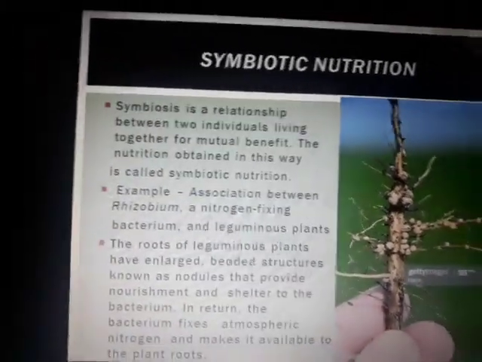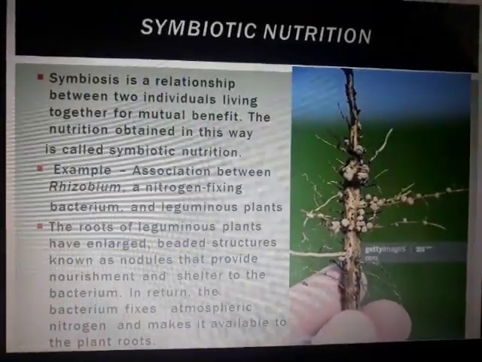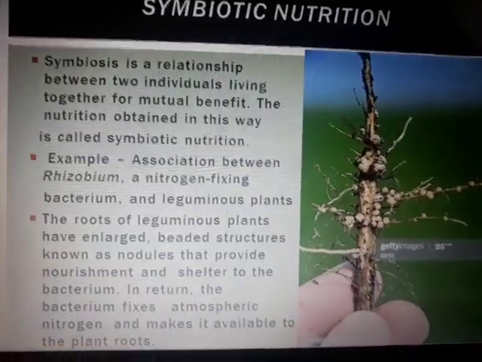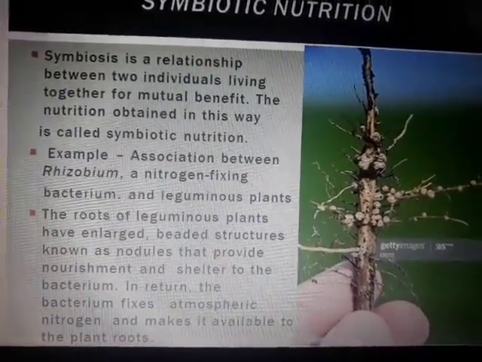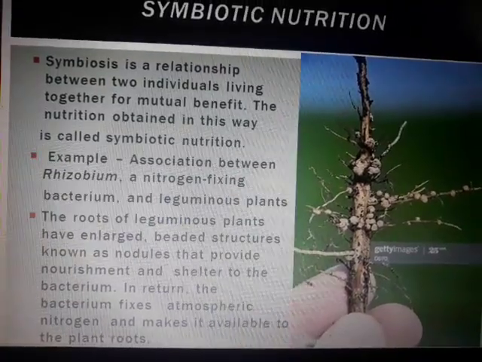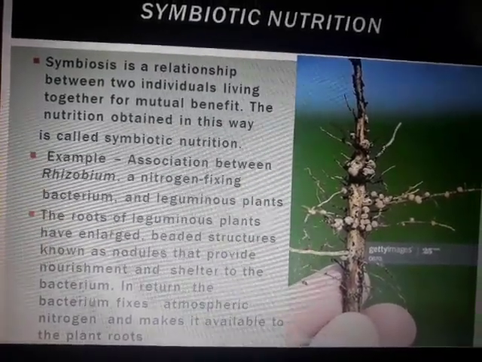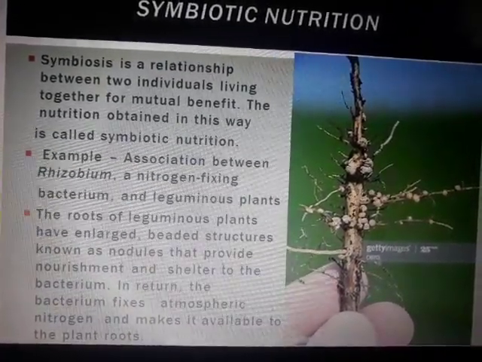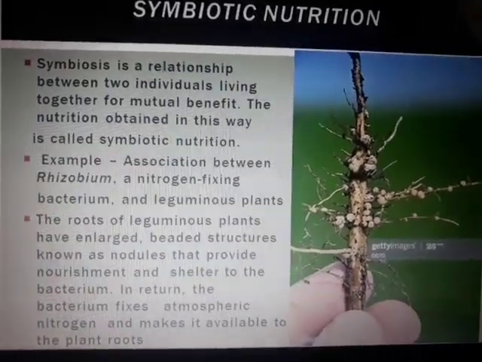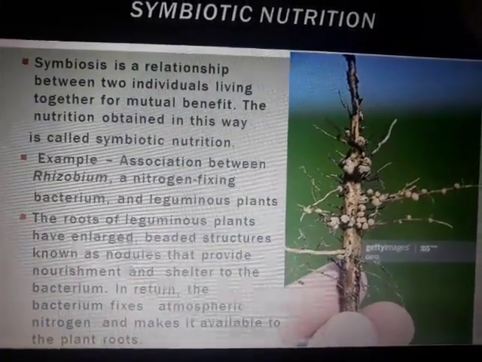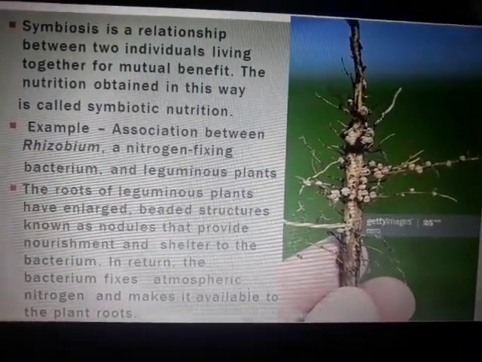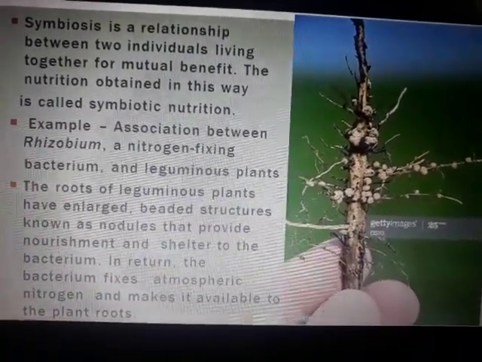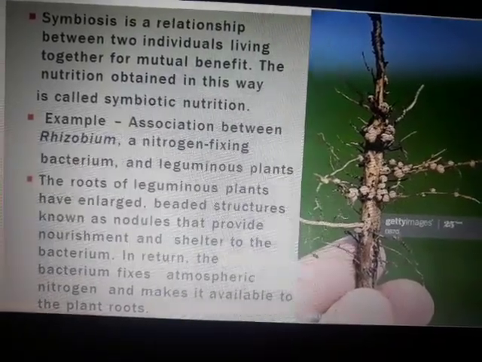Let us see what is the next kind of nutrition. It is symbiotic nutrition. Symbiosis is a relationship between two individuals living together for mutual benefit. So you can say there are two friends coming and getting along together, and they have a nice give and take relationship. Such organisms, those who depend on each other for their food, are called symbiosis. Okay, example, association between rhizobium, a nitrogen fixing bacterium, and leguminous plants.